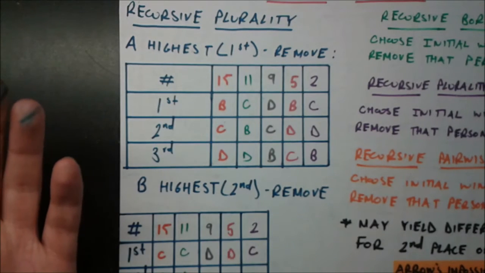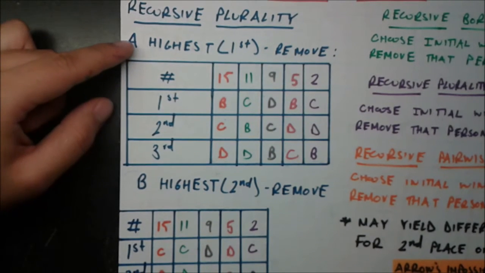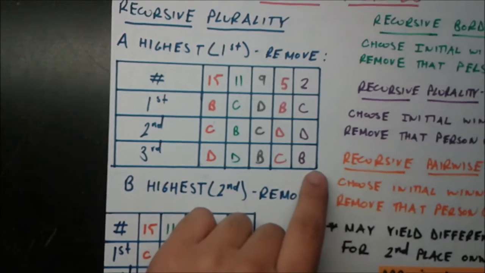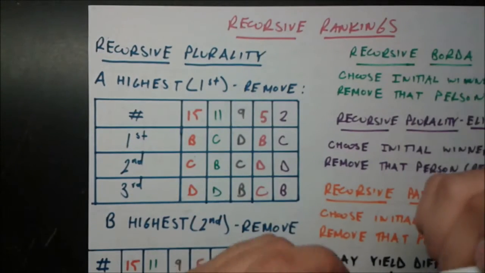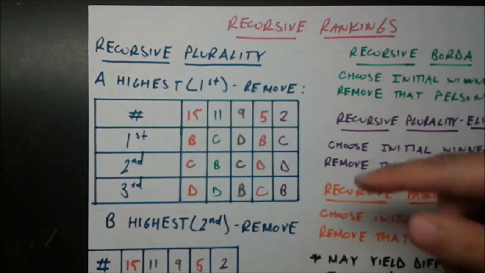So this is called recursive because every time you find a winner, the next thing you do is you eliminate him. A recursive pattern is something where the output of the previous step is the input of the next step.